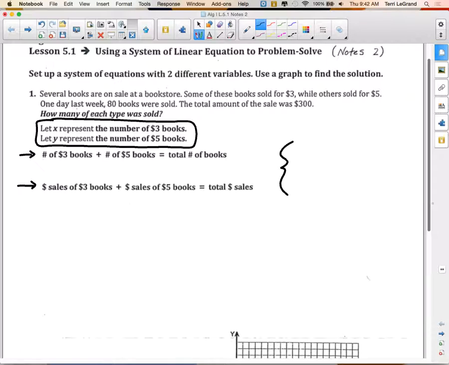So what's one of the equations that we're going to be able to use to problem solve this? Eddie? 3x plus 5y. That's not an equation yet. You got more? Well, when we take 3 times x, what are we getting? $3 times the number of $3 books. What are we getting? The total.